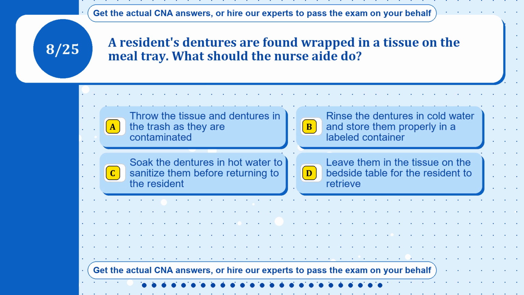Question 8. A resident's dentures are found wrapped in a tissue on the meal tray. What should the nurse aide do? Option A. Throw the tissue and dentures in the trash as they are contaminated. Option B. Rinse the dentures in cold water and store them properly in a labeled container. Option C. Soak the dentures in hot water to sanitize them before returning to the resident. Option D. Leave them in the tissue on the bedside table for the resident to retrieve.